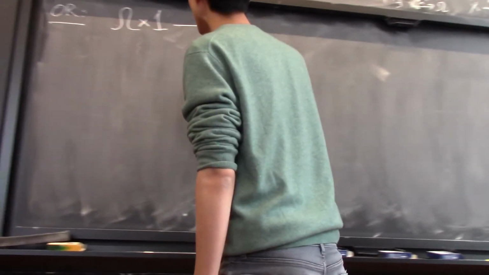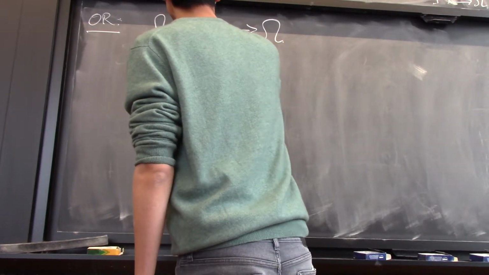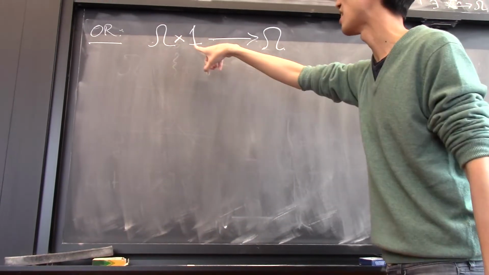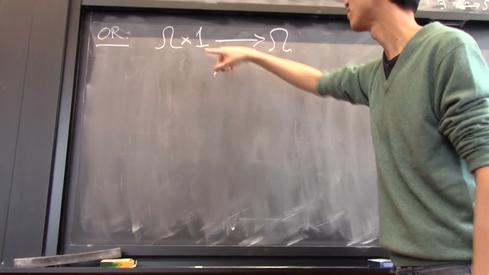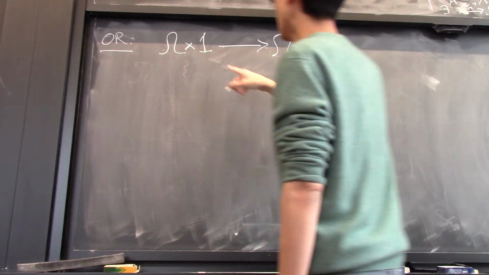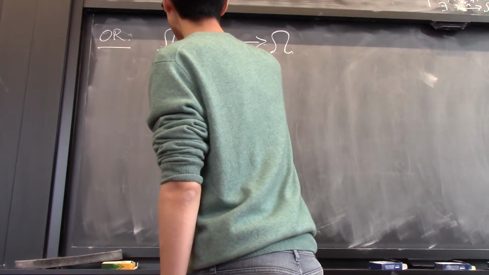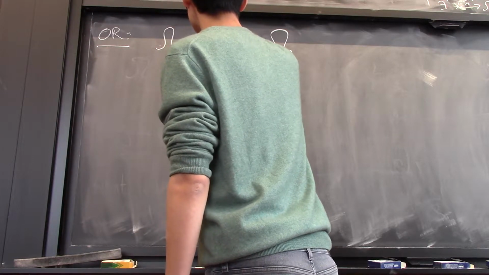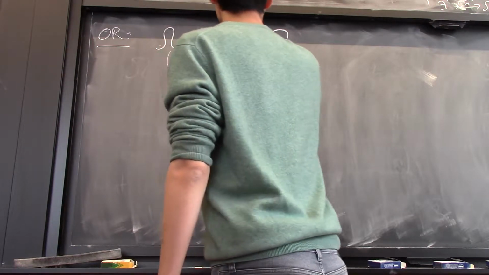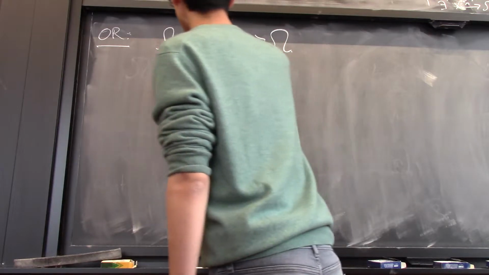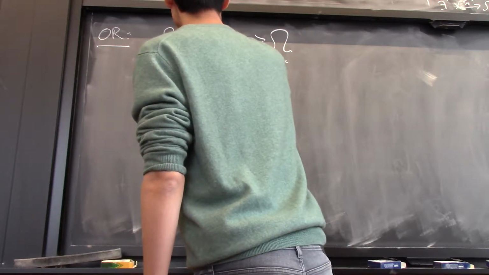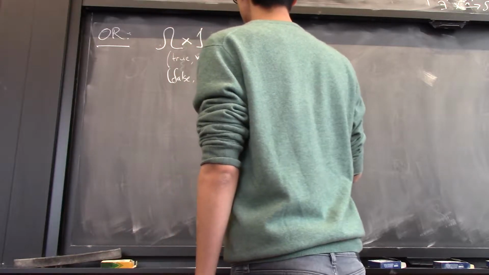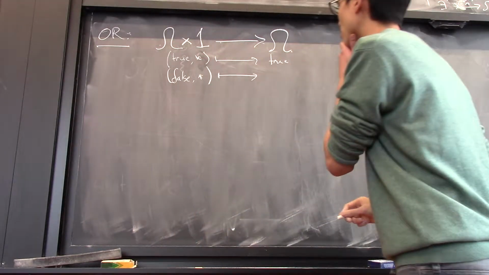We have a map here that is the identity on this factor and the map true on this factor. So it's going to map true times this element to true, and false times this element should, yeah, any true.